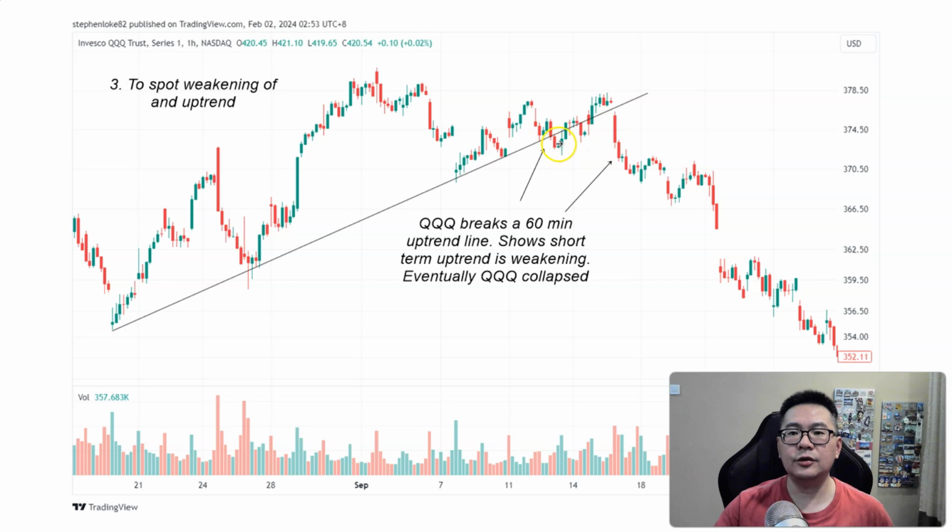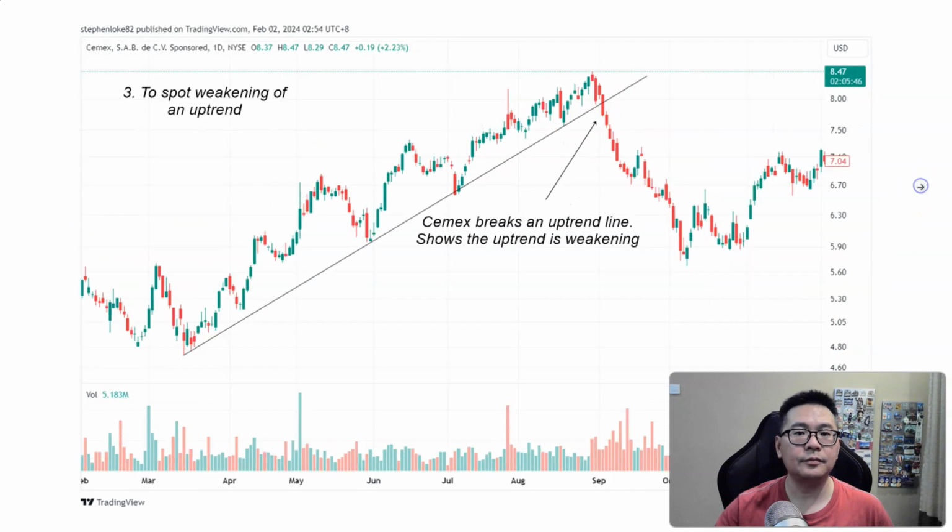And when it drops below this uptrend line the first time, it should give you a warning, hey, the uptrend is not as strong as we thought. And then it tries to go up, and the second time it just gaps and goes down here. The second time it goes below the uptrend line, it shows there is weakness in the uptrend. So it shows that the short-term uptrend is weakening, and eventually you can see the QQQs collapsing.